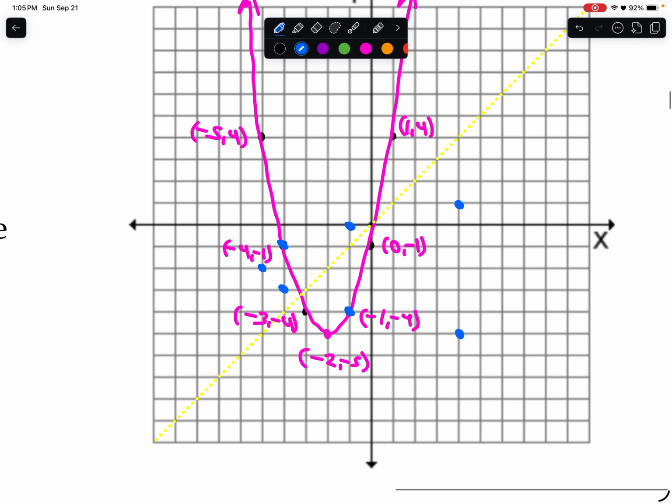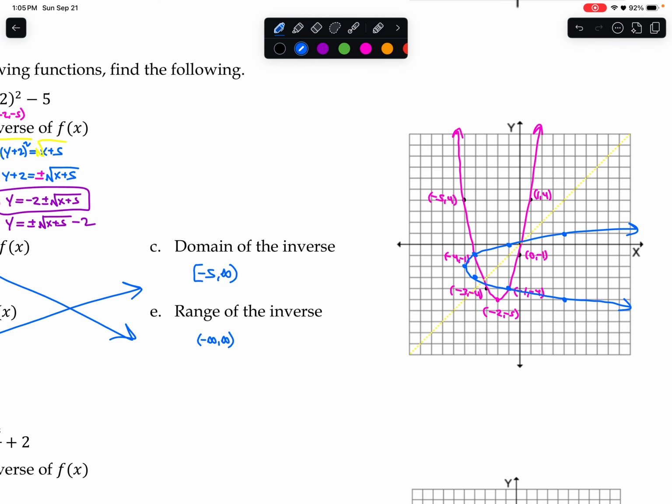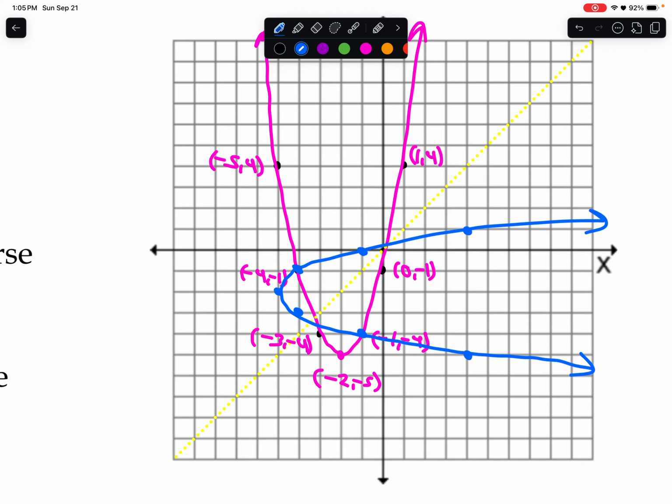So your inverse is going to look something like this. Let's see if I can do this in one stroke. Close enough. So that's going to be your inverse. It's going to be a parabola on its side.